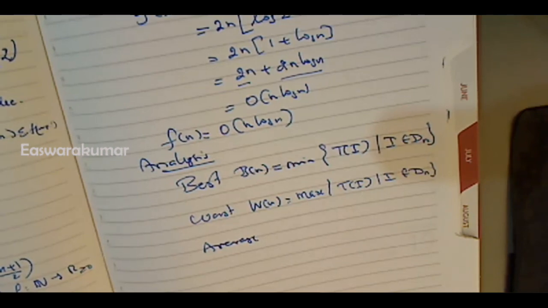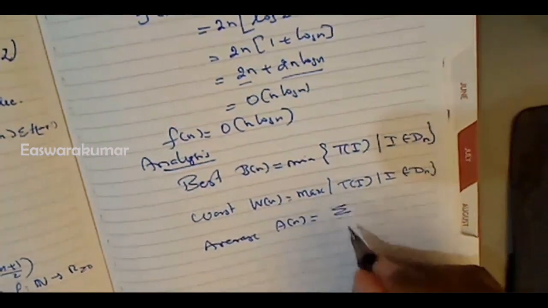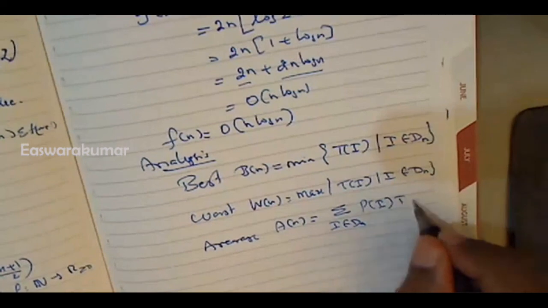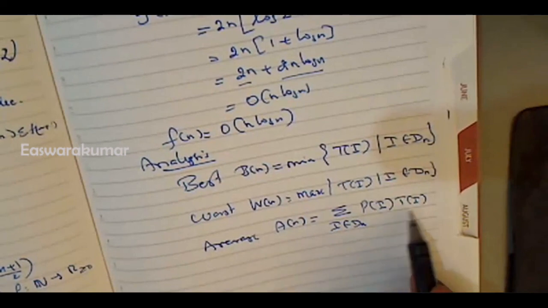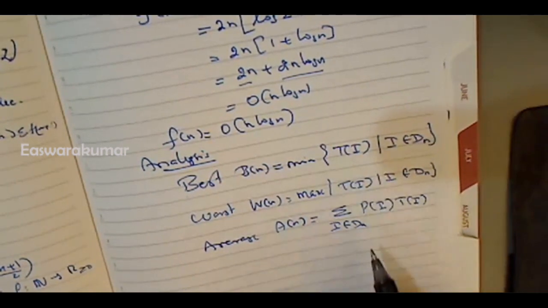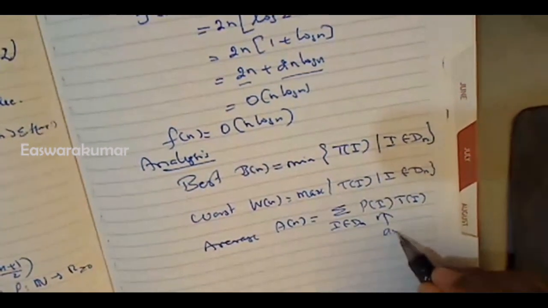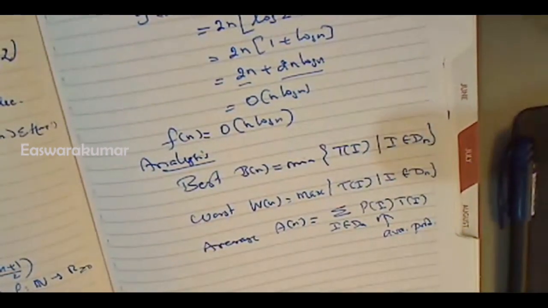Hence, if you say A of n is the average complexity, that will be stated as the sum over I belongs to Dn of P of I times T of I. Already we know what I is, what Dn is, and T of I from the previous two definitions. One more factor we have added is P of I, which is called the average probability. When something is not deterministic, we have to go for the probable value. So here we take the average probability.